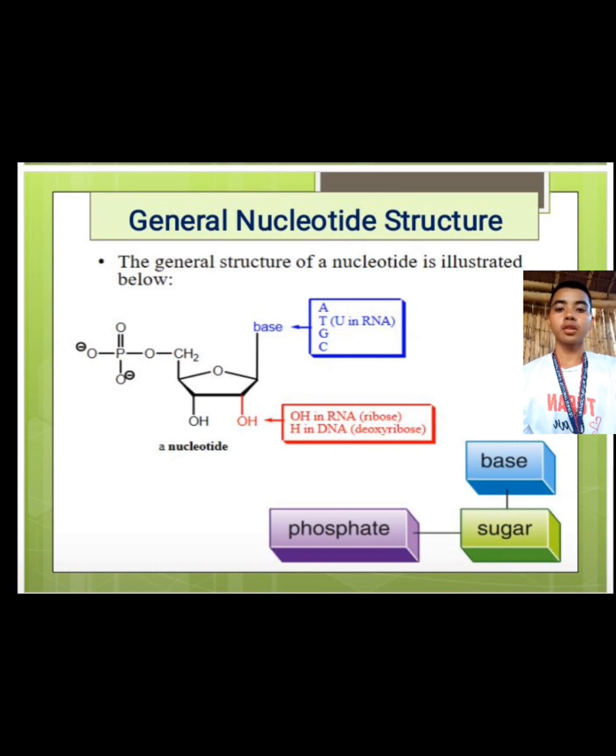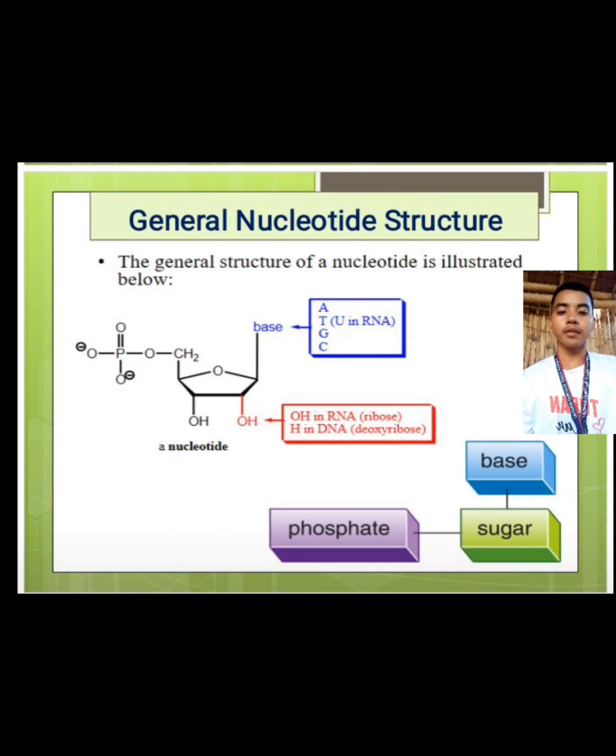We will move on to the general structure of nucleotide. As you can see in the structure below, the general structure of nucleotides consists of three main components: a nitrogenous base, a 5-carbon sugar, and a phosphate group. The nitrogenous base can be adenine, guanine, cytosine, or thymine.